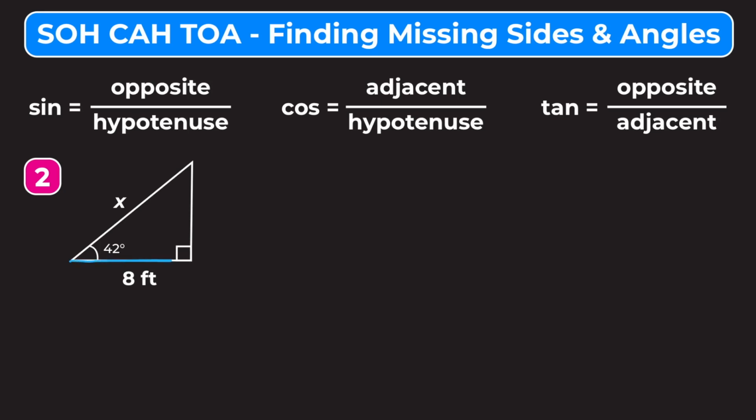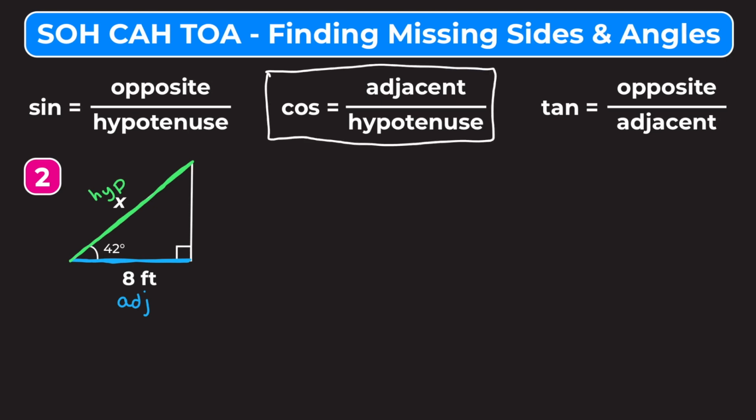So this side that is labeled 8 feet is one of the legs, but it is not across from our 42-degree angle. So this is our adjacent side. And then the side labeled X is across from the 90-degree angle. So this is our hypotenuse. So now we have to figure out which trig ratio uses adjacent and hypotenuse. And if we take a look, we're going to see that it is the cosine.